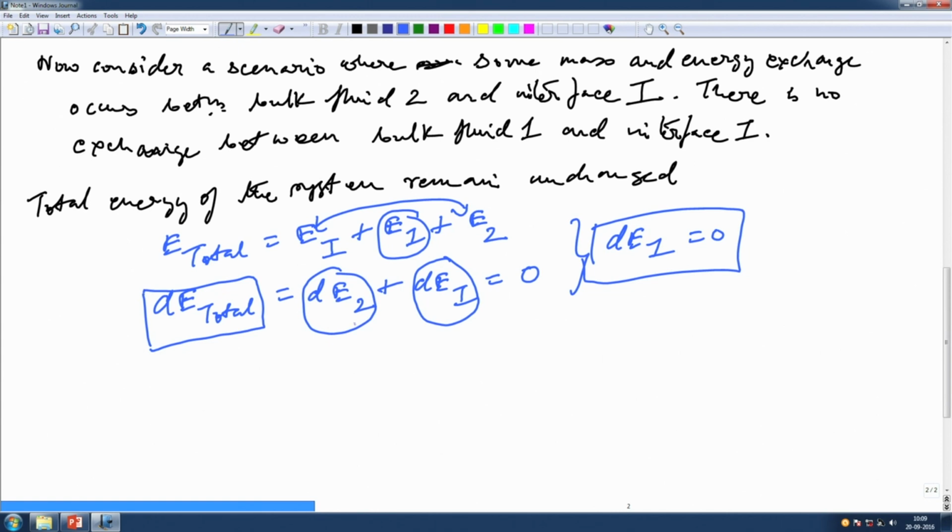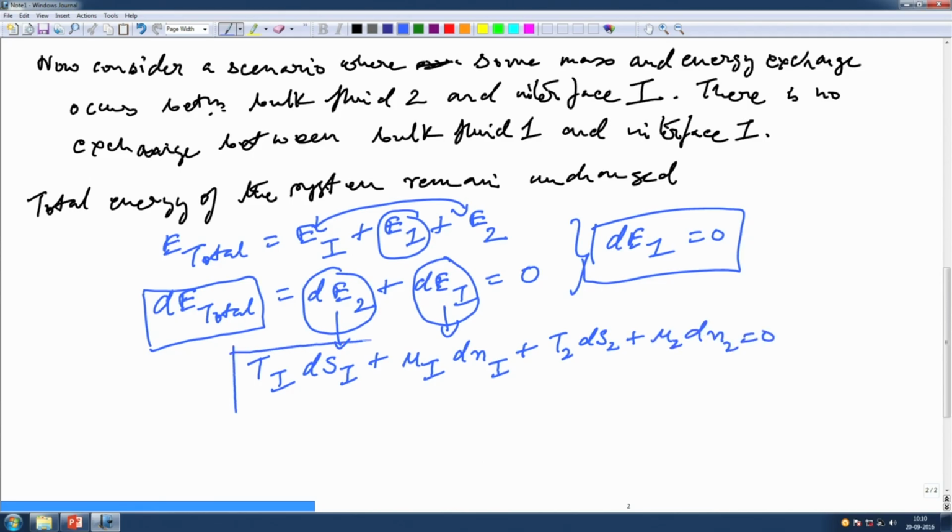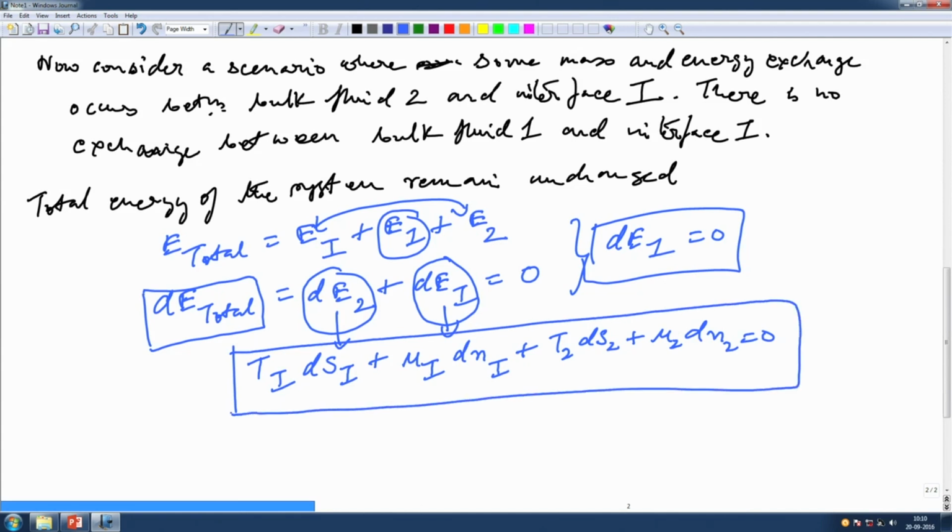Okay. Now, what this means is that if we substitute expressions for E for each of E2 and EI, what will it give? TI dSI plus mu I dNI plus T2 dS2 plus mu 2 dN2. This is equal to 0. This part should be quite clear, right. What we have done is that basically we have substituted the same relationship, right. So, that is the expression that we get out of this.